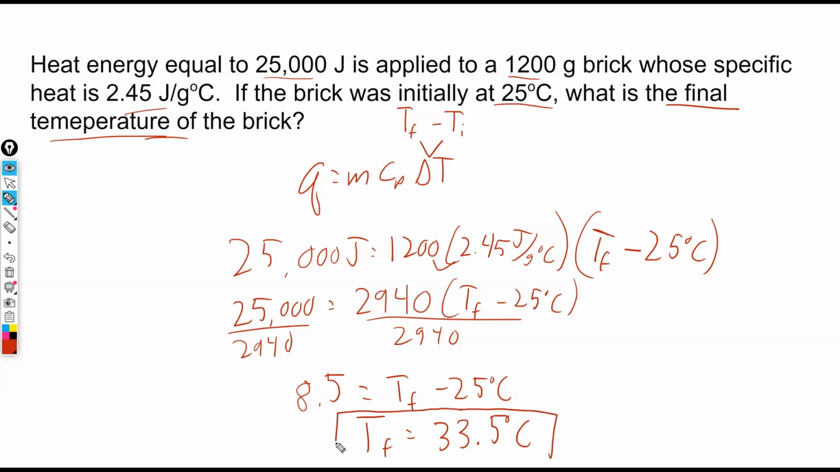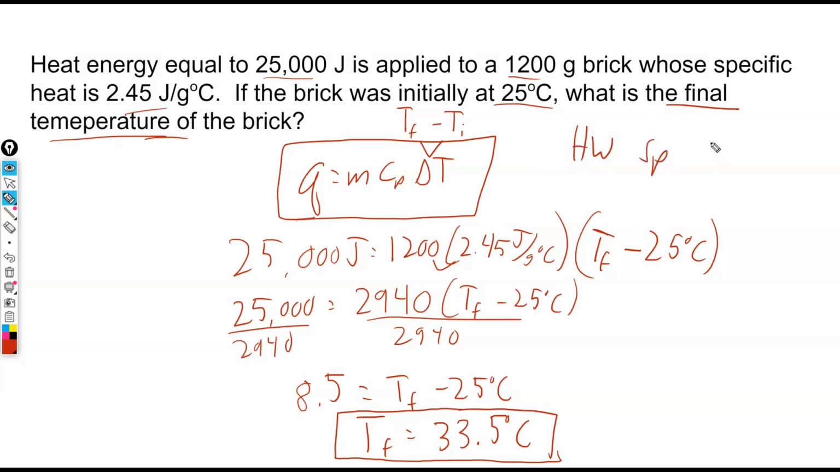Which again makes sense. Your T final should be higher right now because you're applying heat. You're not taking away heat; we're not going to talk about that yet. The whole homework deals with basically this equation. Your homework is going to be SP5 in the Flexbook. It's only about 6 straight problems that all deal with this equation, really. Okay, any questions, let me know.